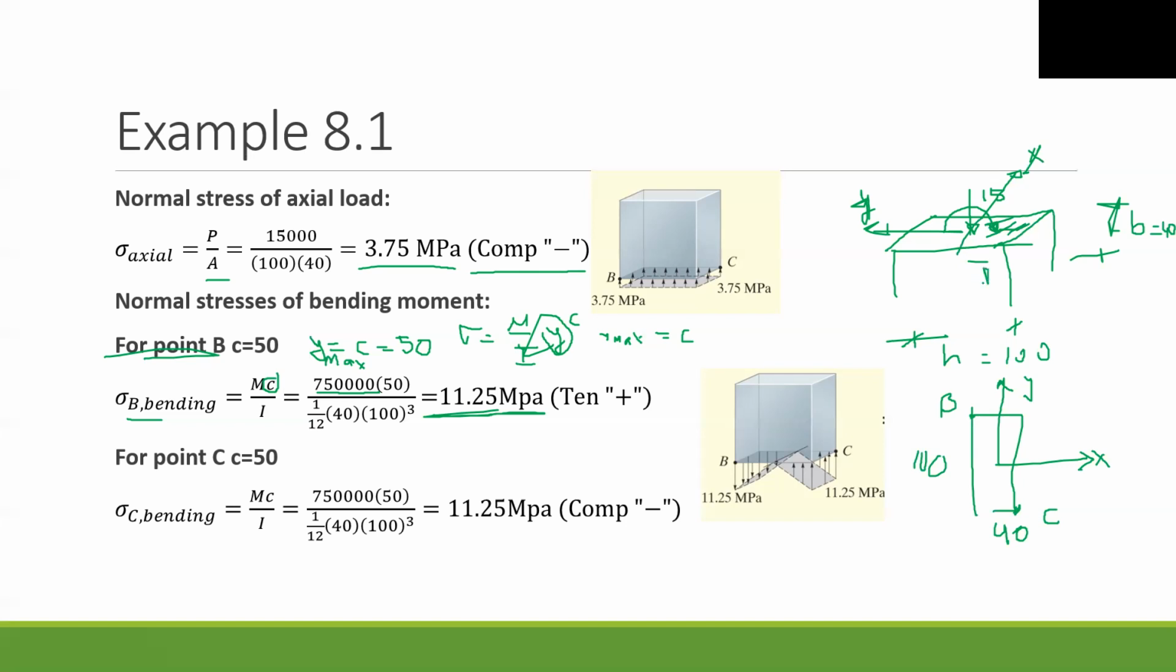Yep, this is the tension side. So point B is the tension part, and point C is the compression part. Therefore I write point B as tension. For points B and C, the values are the same because the moment of inertia is the same and the moment is the same. The value is the same, but the direction is compression, therefore I put the negative.